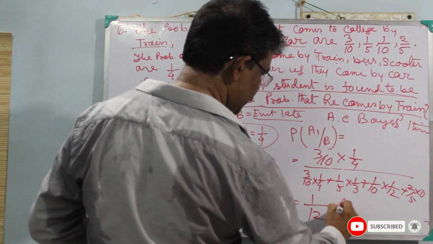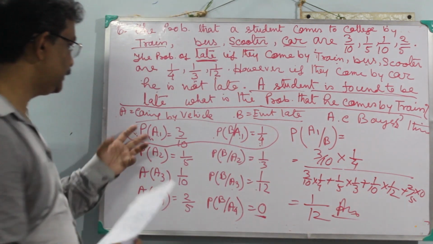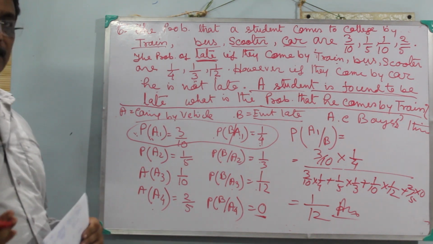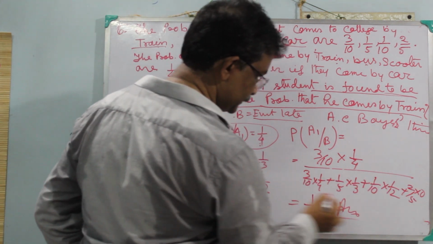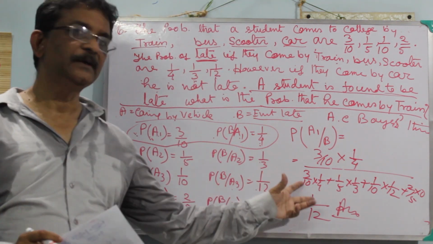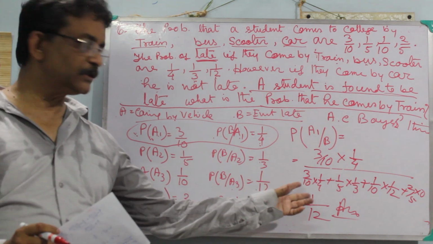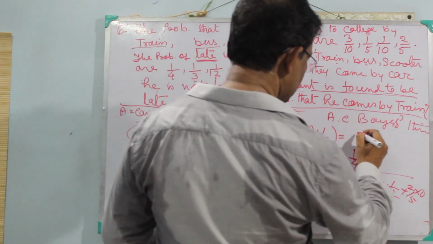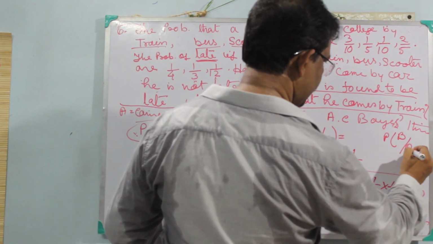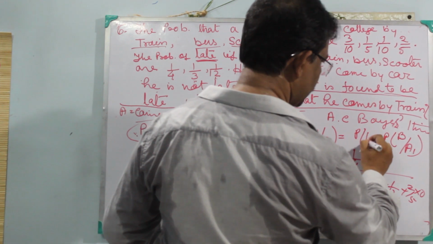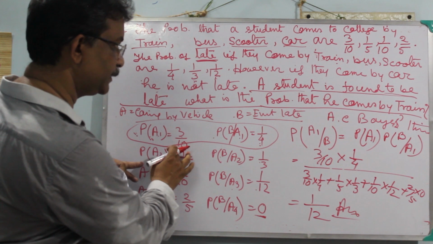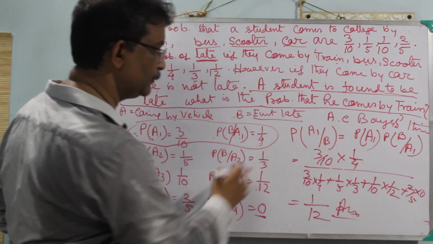So 1 by 12 is the probability that he comes by 10 given that he was late. And if you ask what is the probability of late, you add this on the entire denominator, which is the probability of late. It is the given condition, so to divide it, you flip it: probability of B when A has occurred into probability of A1. You see this branch 1 by 3 by 10 and B by A 1 by 4.